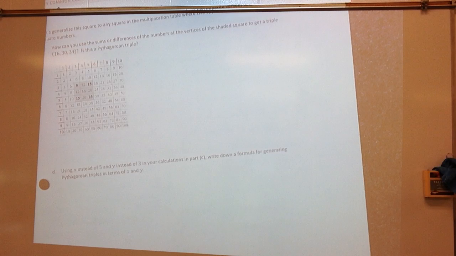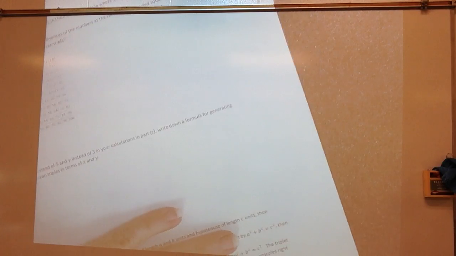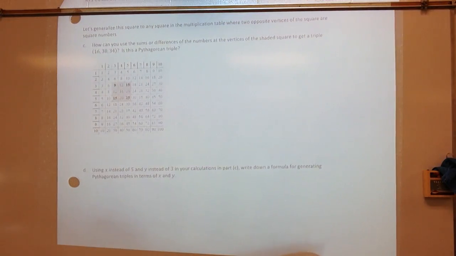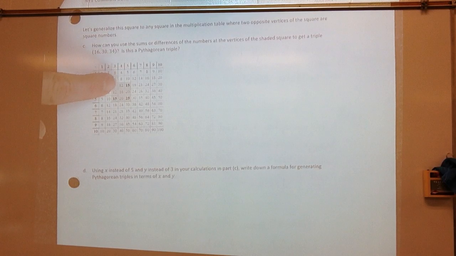All right. Let's generalize a square to any square in the multiplication table where two opposite vertices of the square are square numbers. So now they're not starting at 1. They said let's be able to just start wherever we want. But we have to make sure that we have square numbers. So 9 is a perfect square and 25 is a perfect square. Okay? How can you use the sums or differences of the numbers at the vertices of the shaded square to get a triple? 16, 30, 34. Is it a Pythagorean triple?